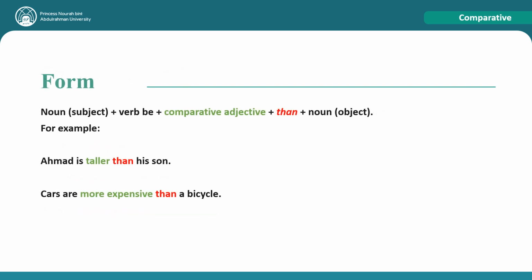How to form a comparative? To form a comparative, we will start with the noun, the subject, followed by verb be. Then we will add the comparative adjective with the correct spelling, followed by than, and finally the object. For example, Ahmed is taller than his son. Cars are more expensive than a bicycle.